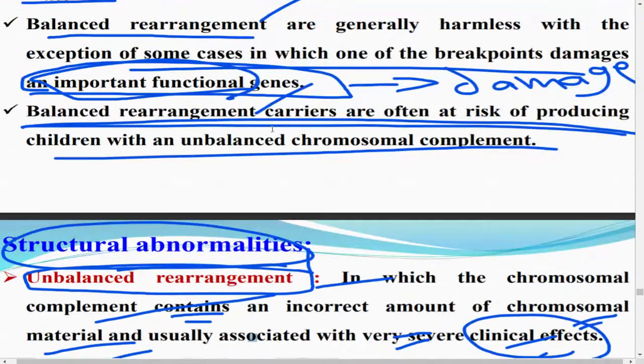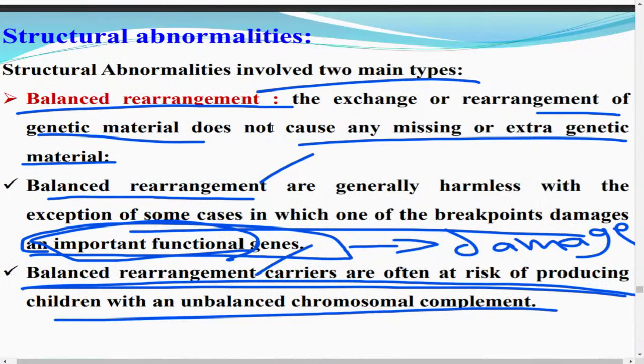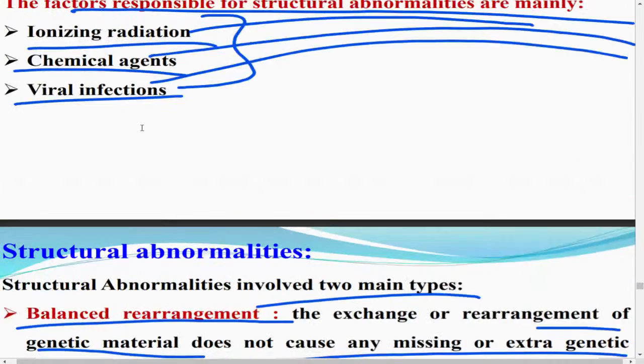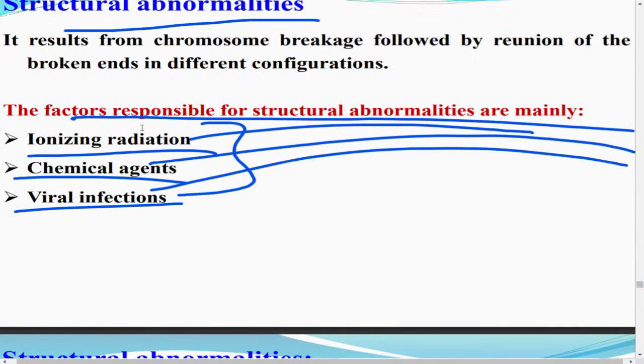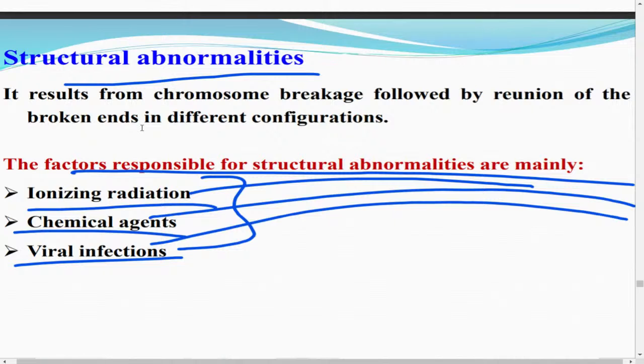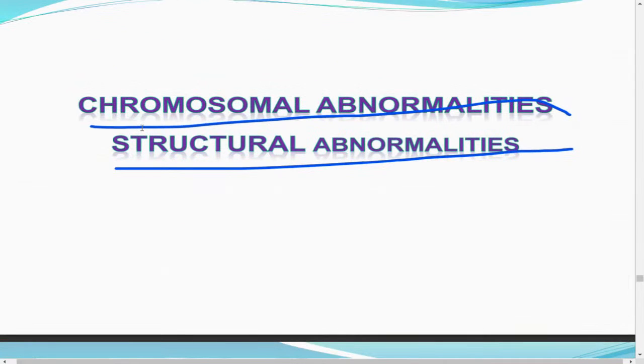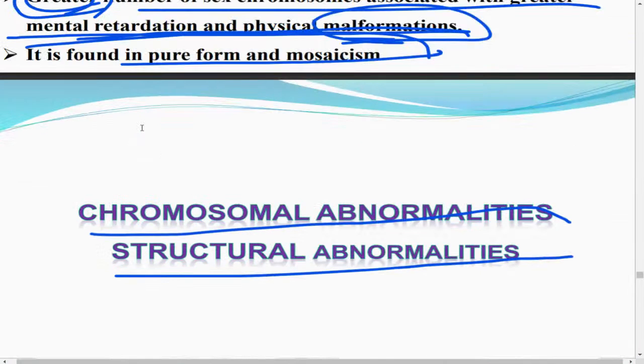Next, previously we studied the balanced arrangements. Structural analysis involved two main types: genetic exchange of arrangements. Important functional genes could be damaged, but the balanced arrangement is generally harmless. We did study ionizing radiation, chemical agents, variation, and viral infection, which could cause structural abnormalities. And we studied the structural abnormalities one by one.